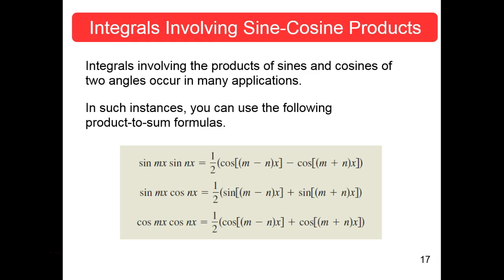If they involve products of sines and cosines of two different angles, they occur in many applications. I just can't think of many, but I guess they must. In such instances, you can use the following product to sum formulas. And I can remember teaching this in trig and saying, you'll seldom run into this, but here they are if you need them. Now, does anyone recall where these came about?